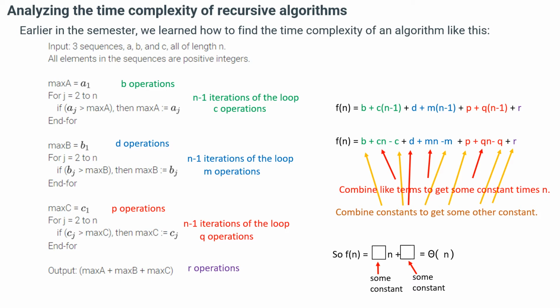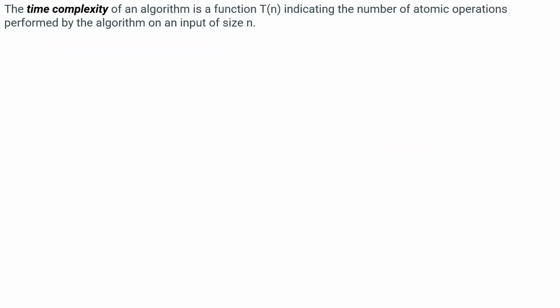So that's how we did it back then, and we're going to do the same kind of thing now, but we're going to be doing it for recursive algorithms. As I've already reminded you, the way we find the time complexity function is that we add up the number of atomic operations performed by the algorithm on an input of size n. Even though in the last slide we called it f of n, since it's a time complexity function, we usually call it capital T of n. So we'll call it that.